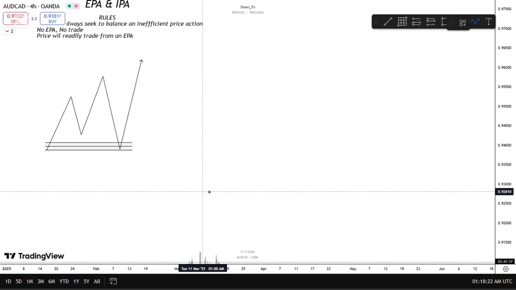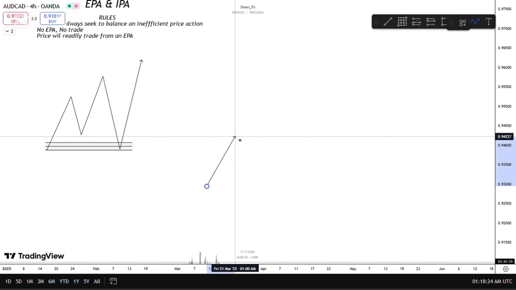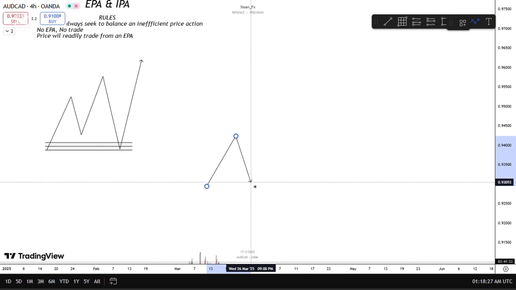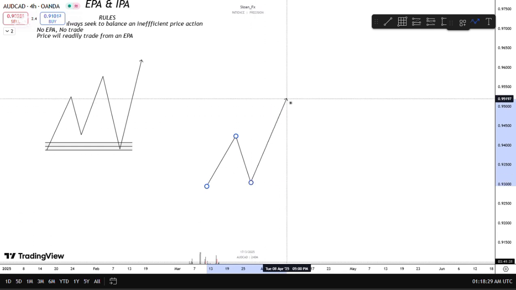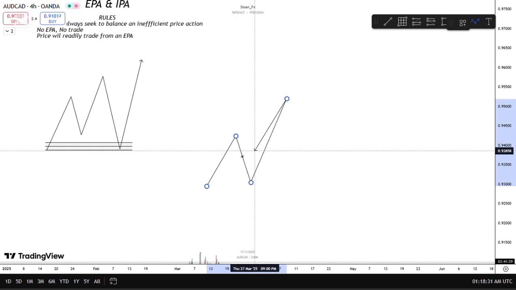A typical example is this. I have an uptrend, for example, and then there is a move up. Then you see the market coming back into this zone now.